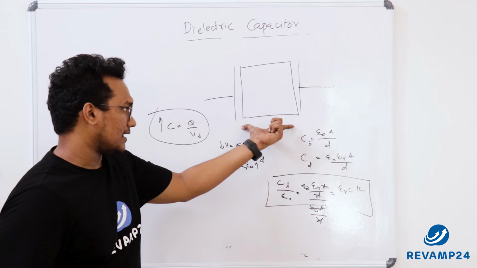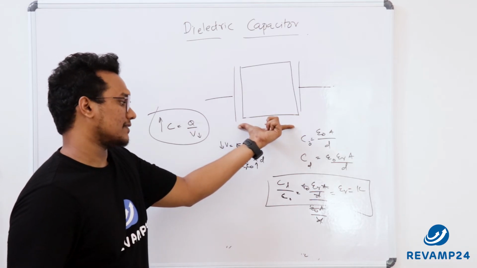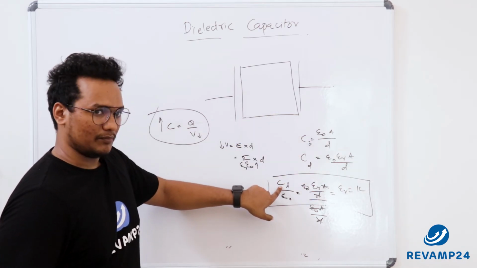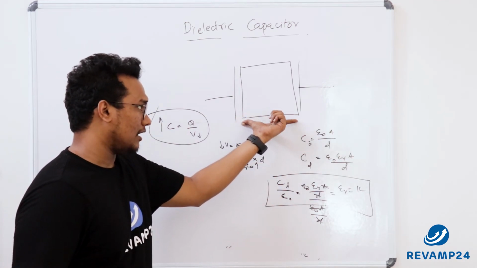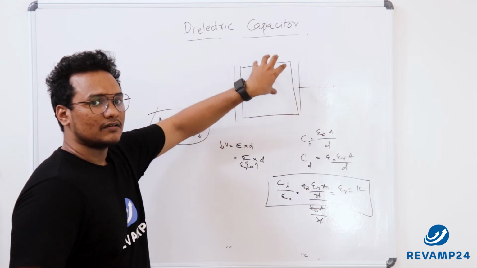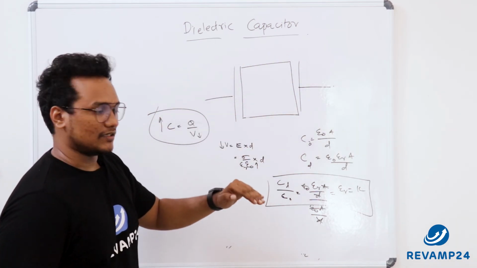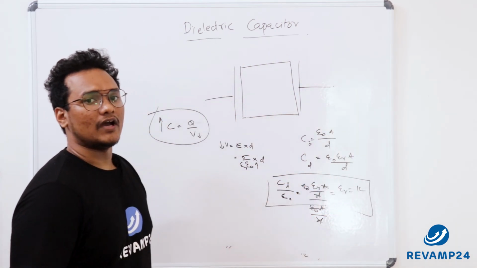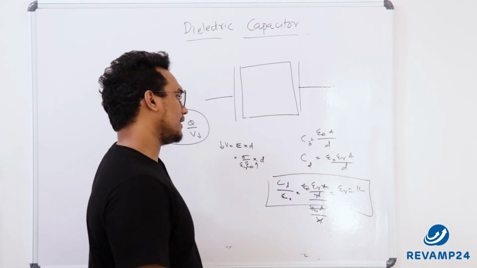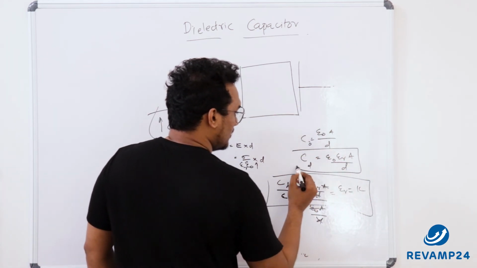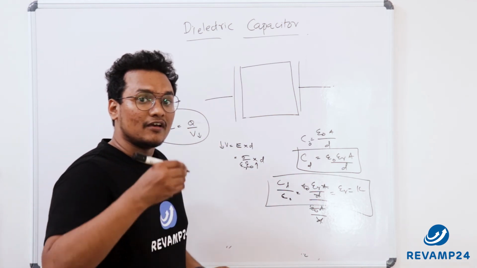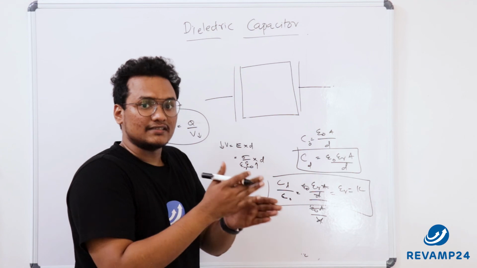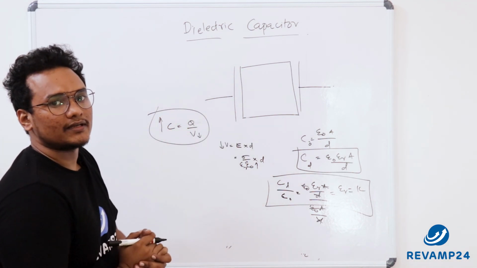Capacitance of a parallel plate capacitor with dielectric in between divided by capacitance of a parallel plate capacitor with air in between. Just divide these two values, and we will get the value of dielectric constant. Clear? So make a note of this equation. And the important relation is that capacitance will increase when a dielectric is inserted in between the parallel plate capacitor.